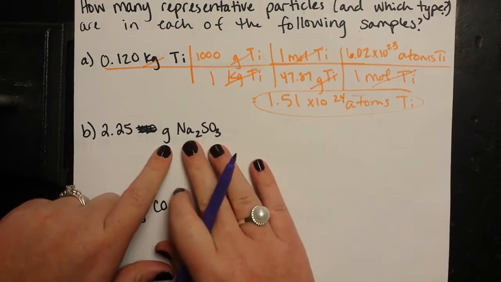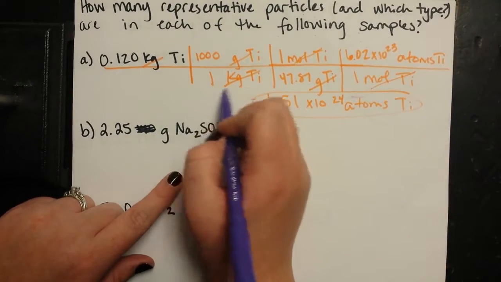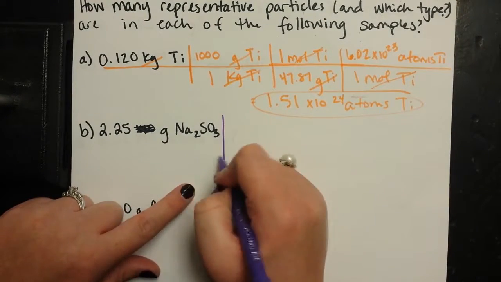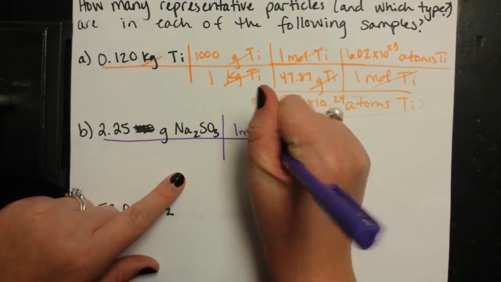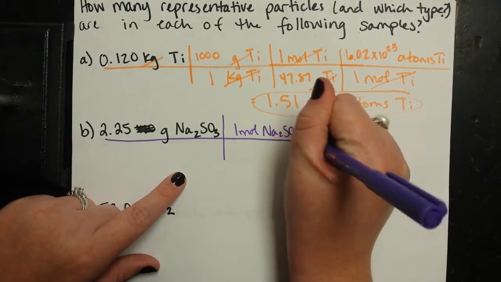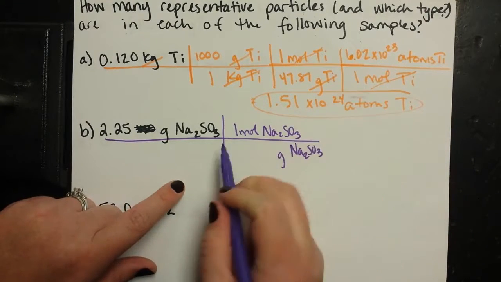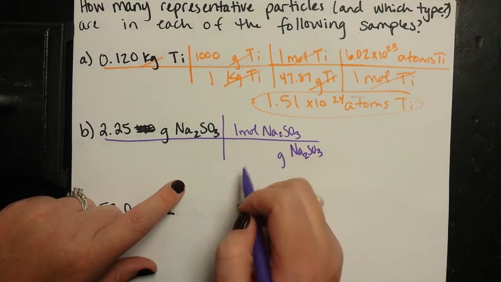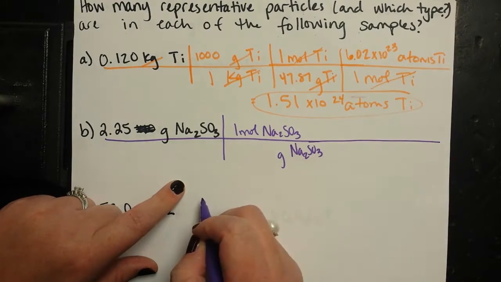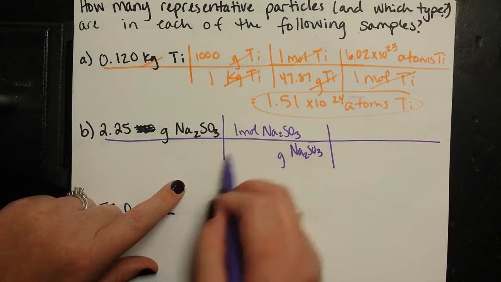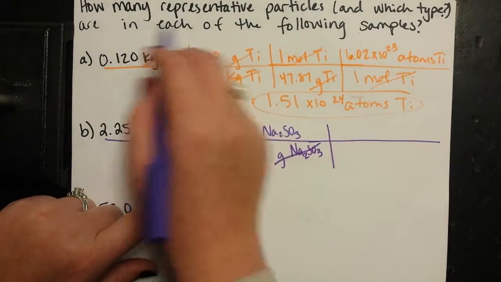Here we're dealing with grams of sodium sulfite. We're already in grams, so I don't need the step to get into grams from kilograms. Instead, I can get straight from grams to moles using the molar mass. 1 mole of sodium sulfite is going to be a certain number of grams of sodium sulfite. Since sodium sulfite is a compound, I'm going to have to calculate the molar mass, but before I do that, I want to set up the rest of my problem. This will cancel out my grams, and I'll be left in moles, so I still need to get from moles to representative particles.